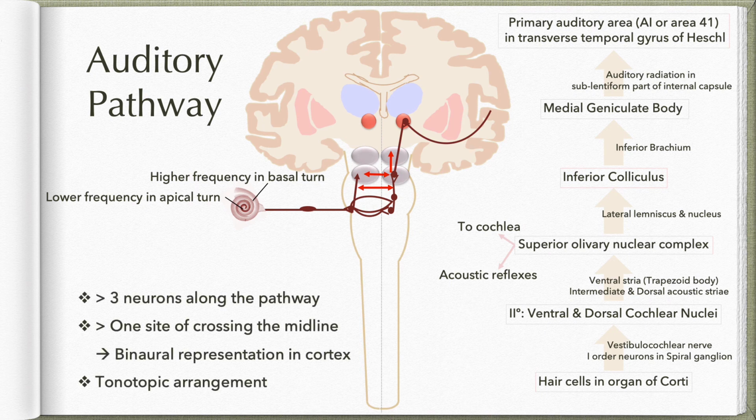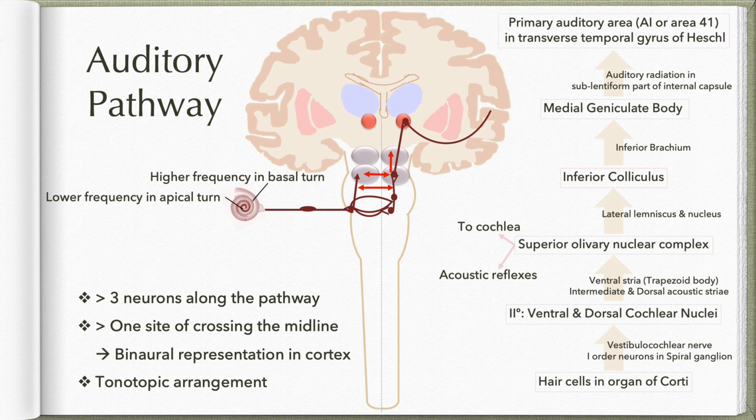So some of the interesting features about the auditory pathway is that it has got more than 3 order neurons along its pathway. First order neurons are located in the spiral ganglion. Second order neurons are located within the ventral and dorsal cochlear nuclei. Third order neurons are located within the superior olivary nuclear complex or in the nucleus of the lateral lemniscus. Fourth order neurons are located within the inferior colliculus. Fifth order neurons are located within the medial geniculate body.